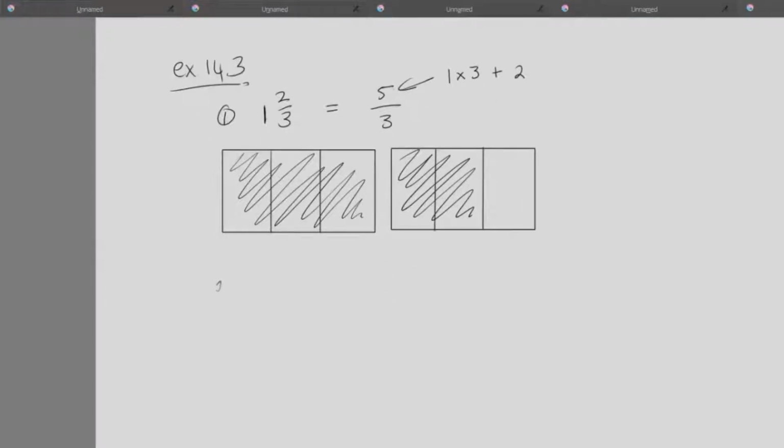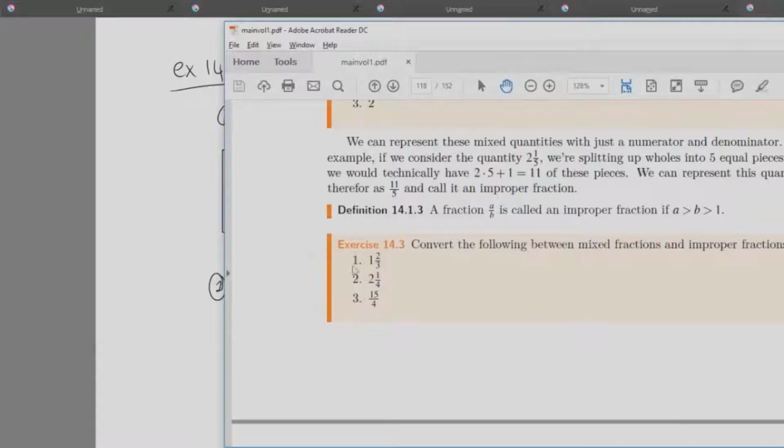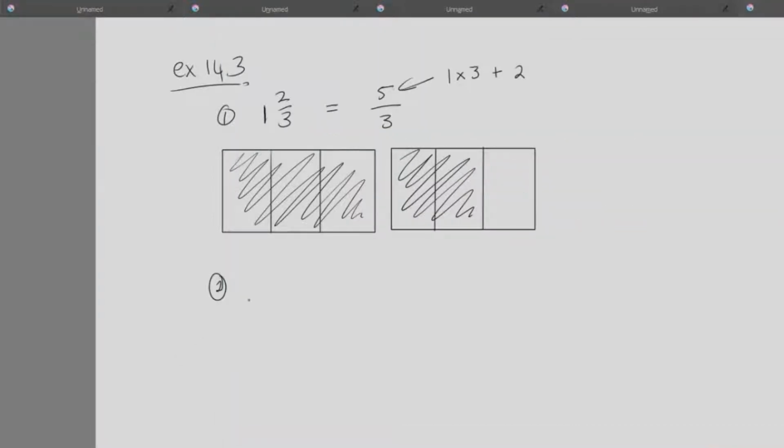Let's do number 2 and see if that works. You can always draw it to help yourself. 2 1/4. Let's try and visualize this one. Pause and draw it if you want to. I'm visualizing the slices and the loaves of bread there. I have 2 loaves of bread and 1/4 of another one.